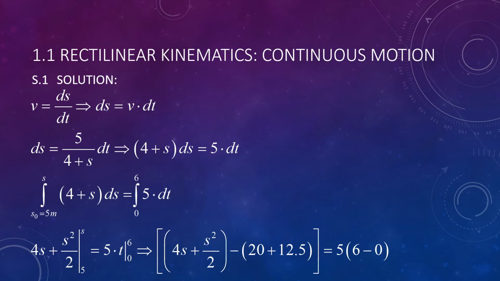Now I will explain the solution. Velocity v is equal to ds over dt, and when we extract ds, ds is equal to v dt. When we substitute 5 over 4 plus s into v, we obtain 4 plus s ds is equal to 5 dt. When we integrate this equation by writing s0 is equal to 5 meter and t is equal to 6 seconds, the solution of integral is specified below.